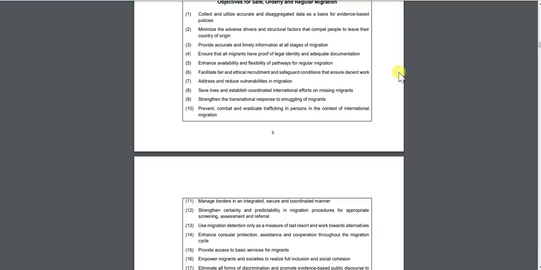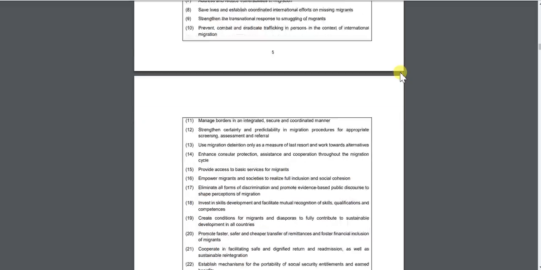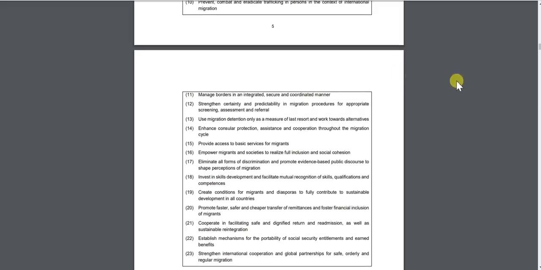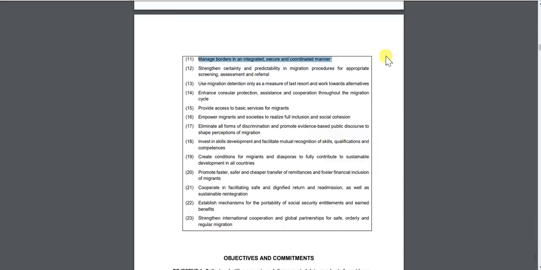Number 5, enhance availability and flexibility of pathways for regular migration. Number 6, facilitate fair and ethical recruitment and safeguard conditions that ensure decent work. Number 7, address and reduce vulnerabilities in migration. Number 8, save lives and establish coordinated international efforts on missing migrants. Number 9, strengthen the transnational response to smuggling of migrants. Number 10, prevent, combat, and eradicate trafficking in persons in the context of international migration. Number 11, manage borders in an integrated, secure, and coordinated manner. How exactly? Number 12, strengthen certainty and predictability in migration procedures for appropriate screening, assessment, and referral.